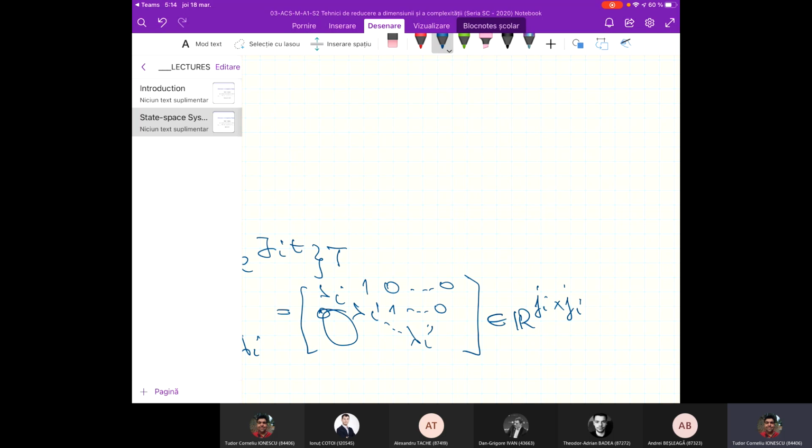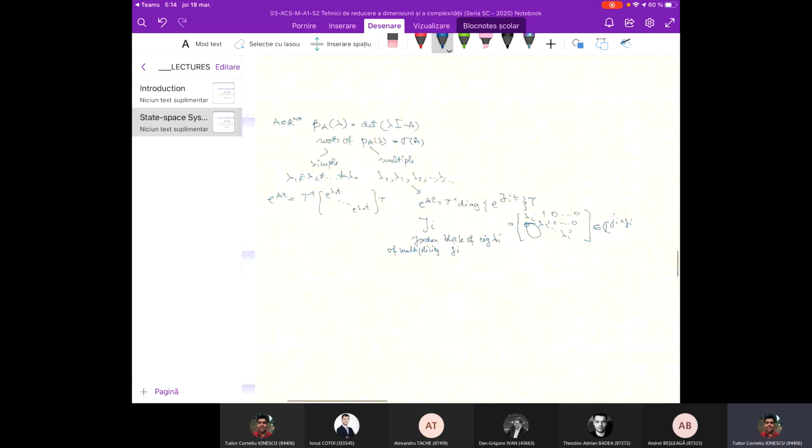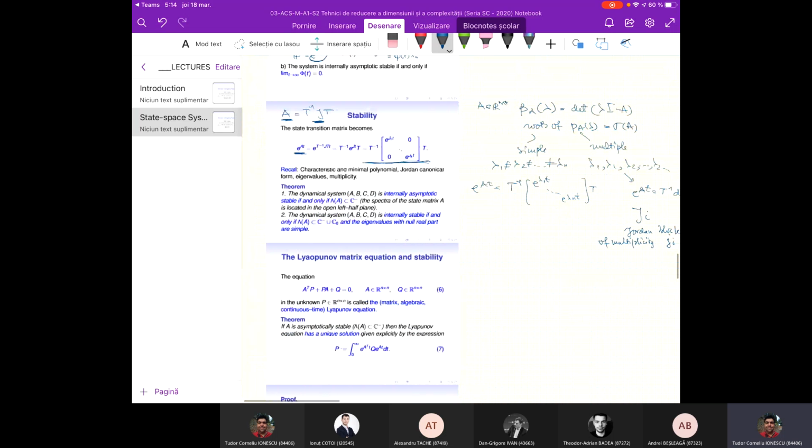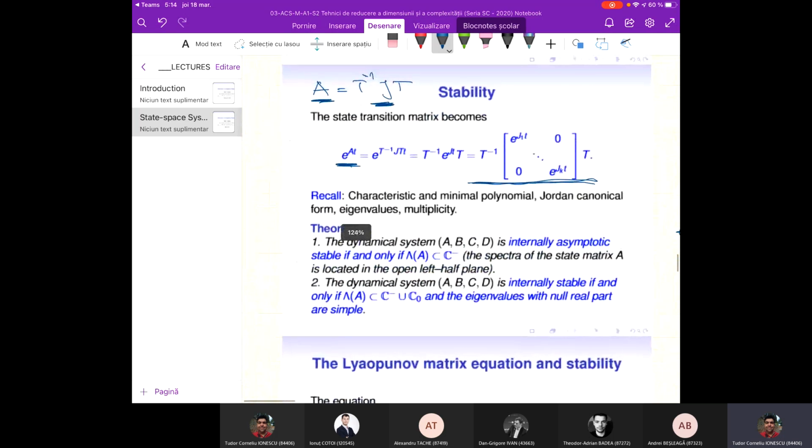It's not R, it's actually C, because the eigenvalues can be complex. This is a quick reminder of linear algebra. You can find all of these details in the book of Antsaklis, which is on Moodle, if you really want to recall these things.